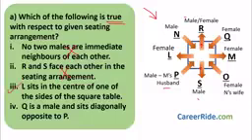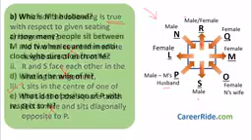L sits in center of one of the sides of square table. Yes, this is correct. Fourth, Q is a male and sits diagonally opposite to P. Q is a female, so wrong sentence. Answer is this.